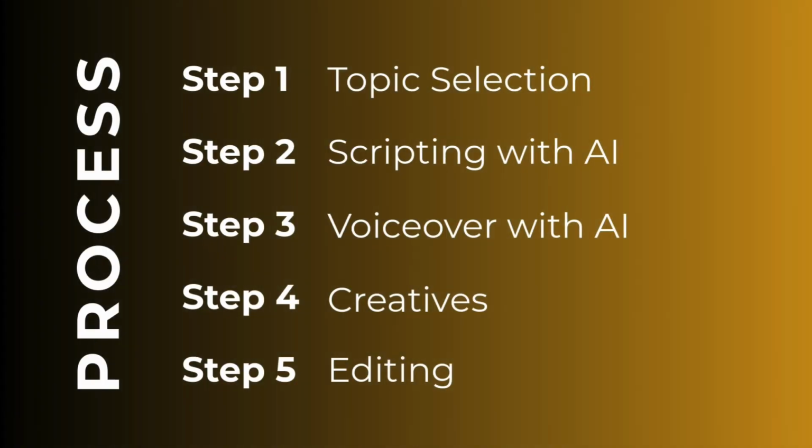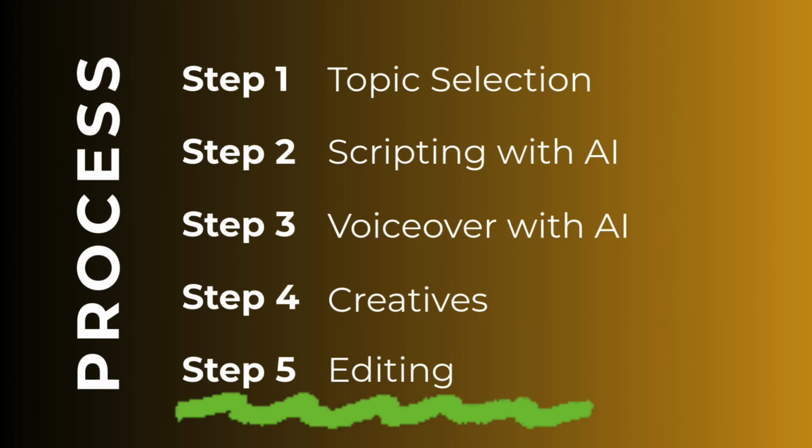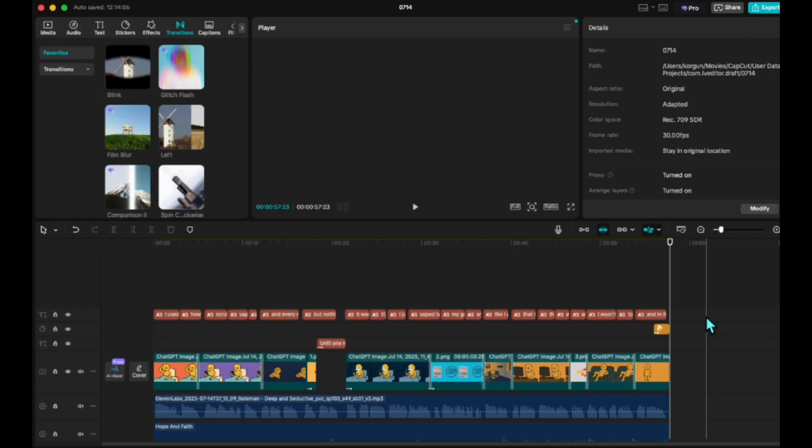In this step, we bring all the elements together: the voiceover, visuals, and transitions to create the final video. Editing is what gives the video its rhythm and polish. For this video, I use the CapCut app to edit. Since I explained the other steps in detail, I'll keep this one brief. You can find more in-depth editing tutorials on my channel. Here's a quick breakdown of what I did.